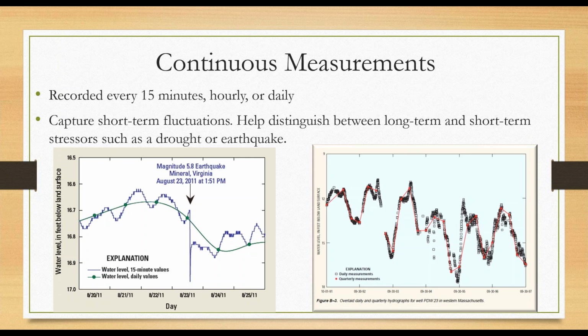In the first graph, you'll see where Virginia had a rare earthquake. The green line shows our daily values. We have one measurement every day. The instrument collects, stores, and transmits that data daily. If we only collected daily data in this situation, we would have missed that earthquake signature. The blue line, the jagged line, is 15-minute data. So luckily, we were collecting data every 15 minutes in this well, and we were able to capture the earthquake that happened in August of 2011.